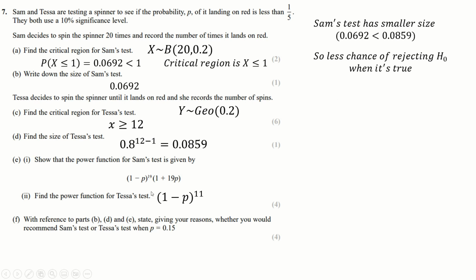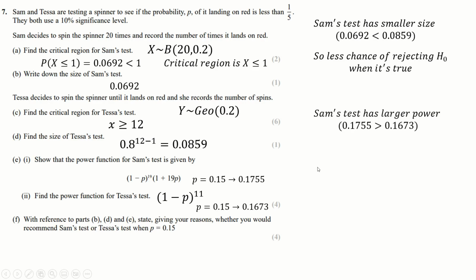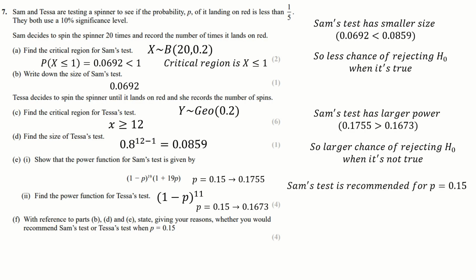Secondly, when we evaluate the power of the tests, now they've given us p as 0.15, so we're going to put that into here and put it into here, and we get that Sam's test has a higher power. What that means is the power is the chance of rejecting H0 when it's not true, as we said in the previous slide. So the fact that Sam's test has a larger chance of rejecting H0 when it's not true, a larger chance of doing the correct thing, means that Sam's test is better, and therefore it's better on both fronts. And so it's definitely recommended for p is 0.15.